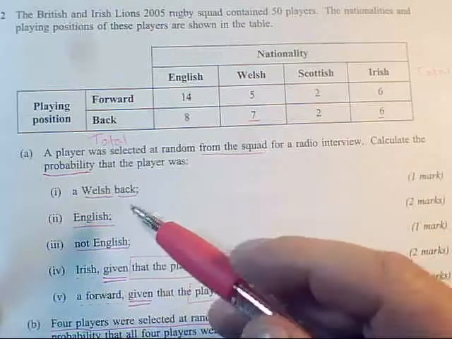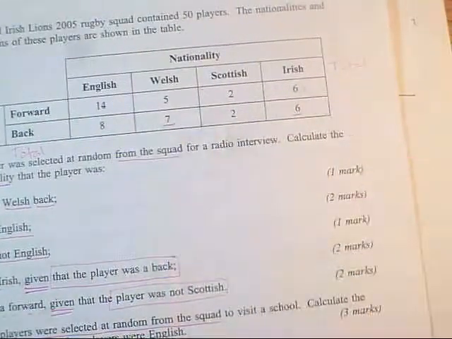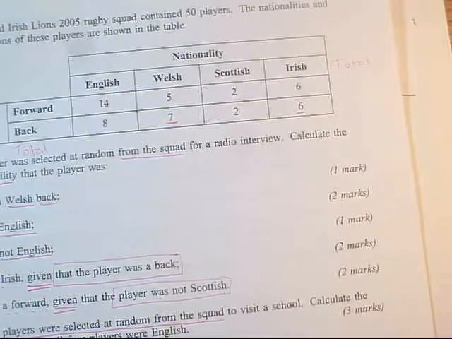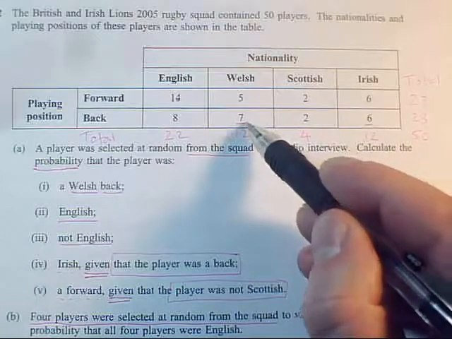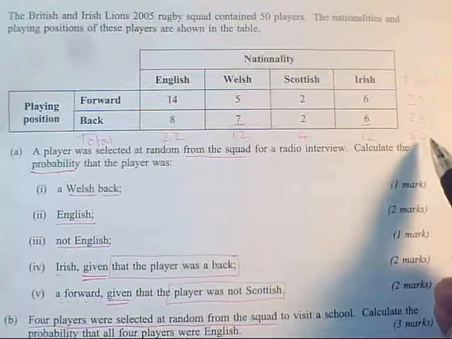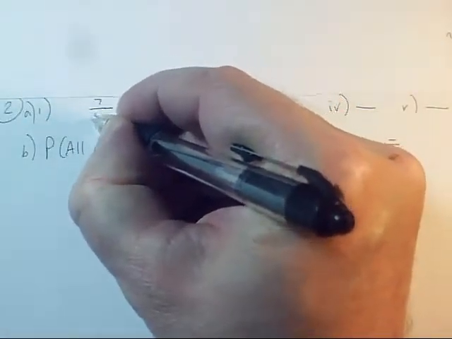Okay, so to complete this solution, the first thing I'm going to do is fill in all of these totals. So there they are. And the probability of being a Welsh back: there are 7 Welsh backs and the overall total is 50, so my answer for that one is going to be 7 over 50.